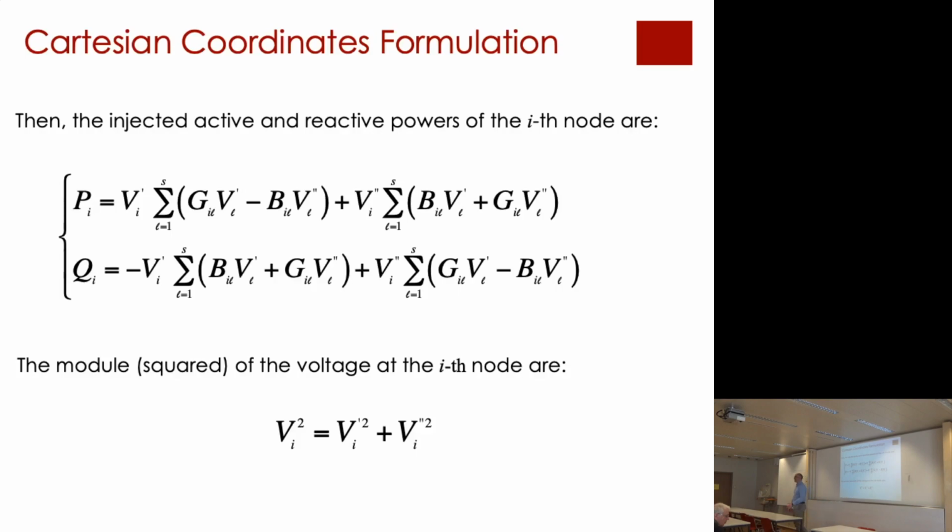For the voltages, we said that we fix the voltage in the generation nodes. So the voltage is very simple. You just fix the module of the voltage, the square of the module, V_i squared equal to V_i prime squared plus V_i second squared, in the generation buses and in the slack.